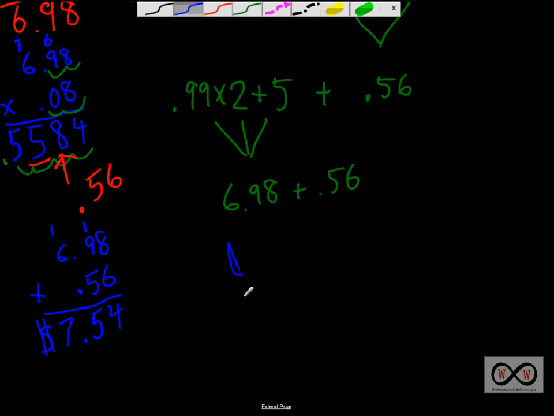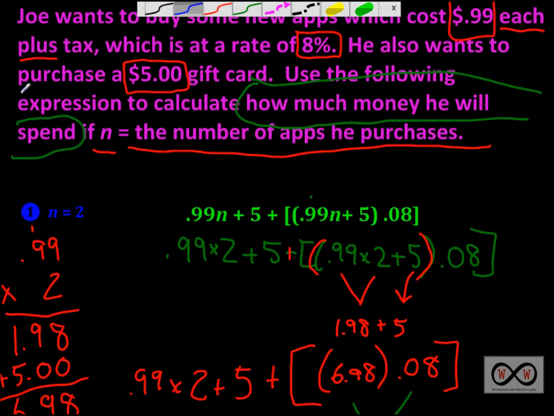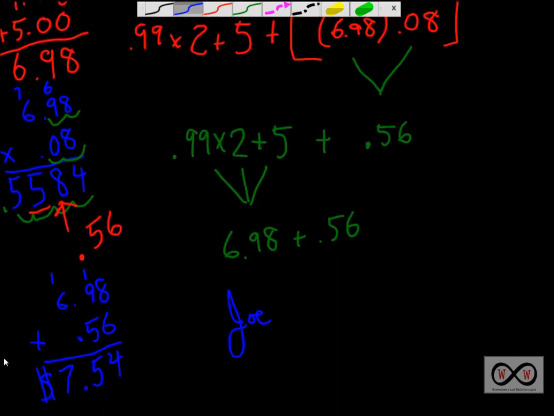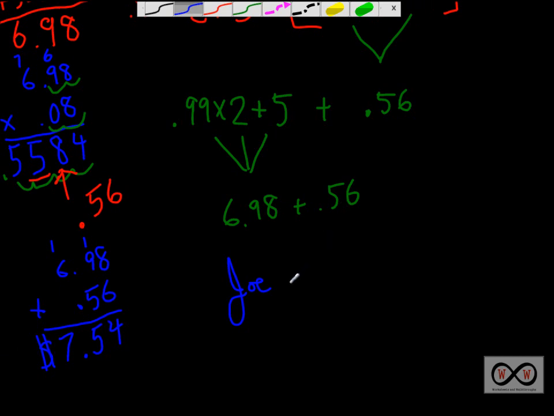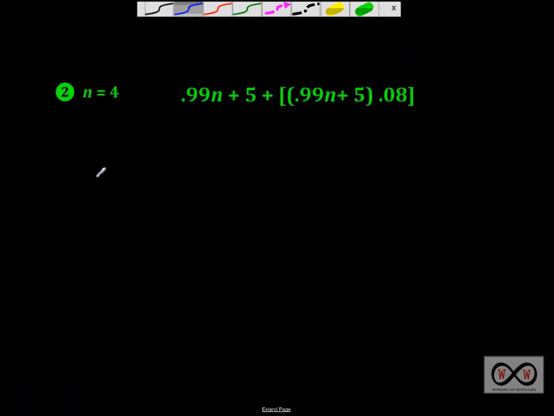So if we want to complete our job, and remember our question was how much money will he spend? In this case, n equals 2, so we bought 2 apps. So Joe paid a total of $7.54. And there you go. There's the first one. Let's move on to the second value of n.